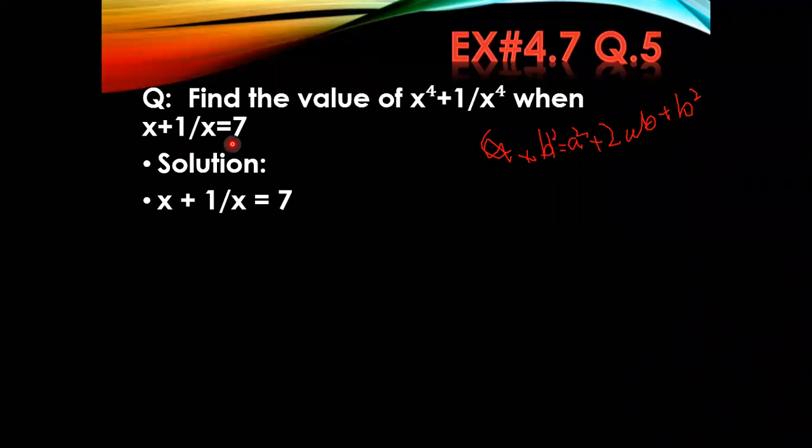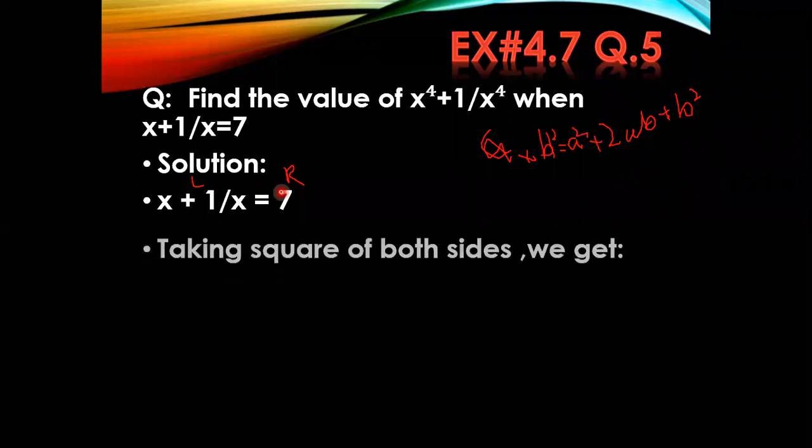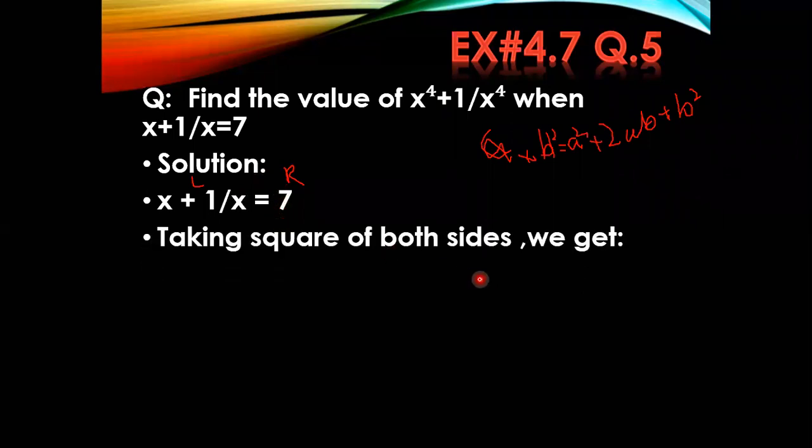This is the thing that is given to us, and as you know, this is our left side and this is our right side. So what we will do, we will take the square of both sides. The same criteria we followed in the previous questions, we are going to follow here. This x will be your term A and this 1 upon x will be your term B. According to the given formula, first you take the square of term A, then multiply A and B with 2, and then take the square of term B.